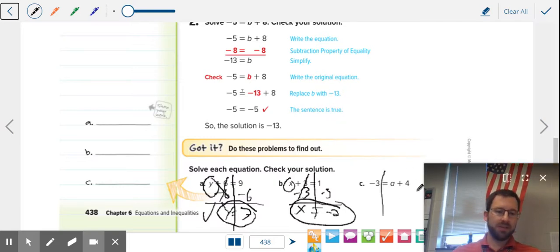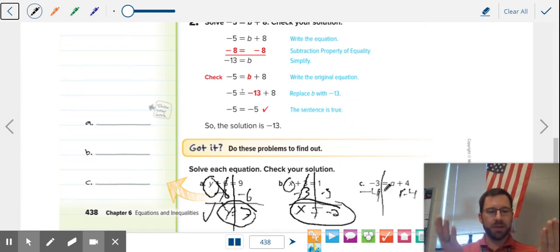Now, the variable's on the other side of the equation. That's okay. It's still a scale, still balanced. Negative 3 equals a plus 4. Now, the plus 4 is over here. That's okay. So we're still adding 4 to a variable. The opposite of plus 4, oops, I wrote a plus, is minus 4 to both sides. Notice I'm always doing it to both sides. I have to do it to both sides or else it won't be equal.